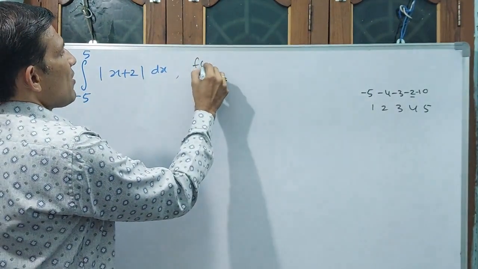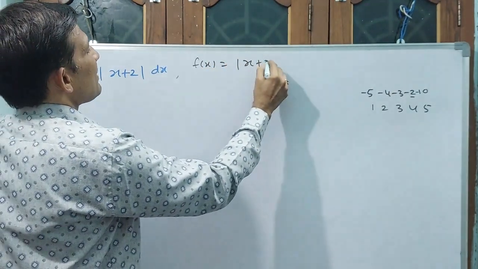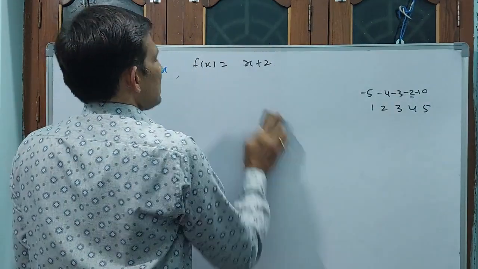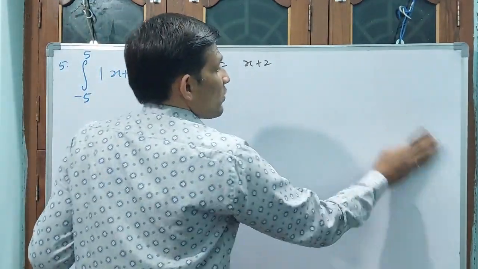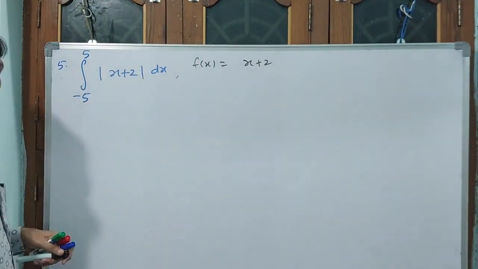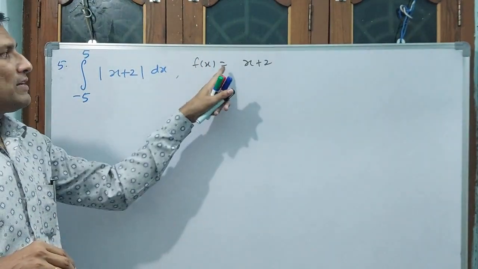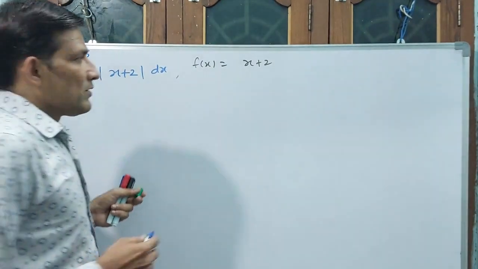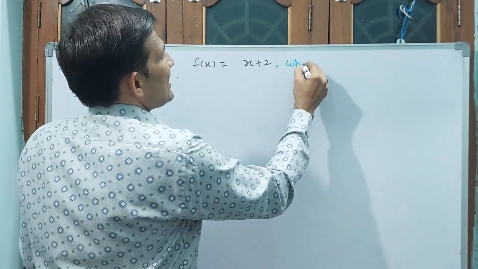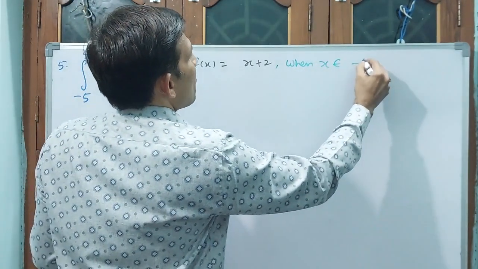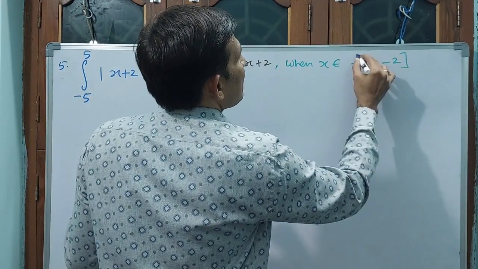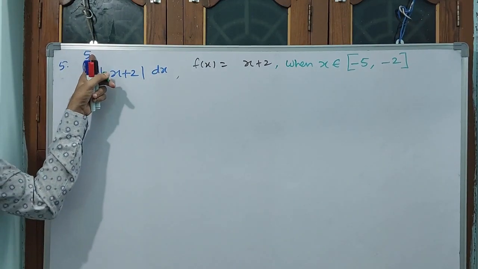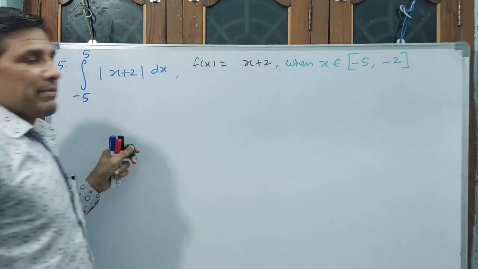See, let f of x be equal to x plus 2. Sorry, not modulus of x plus 2. Without modulus, you have to take this f of x. Let that be. Actually the entire f of x has modulus, but temporarily we have considered only x plus 2 without modulus. The limit is from minus 5 to 5, but when x belongs to minus 5 to minus 2 only, I am taking closed interval both. Minus 5 also I have to take, minus 2 also. I am not taking up to plus 5. Observe carefully what is happening here.